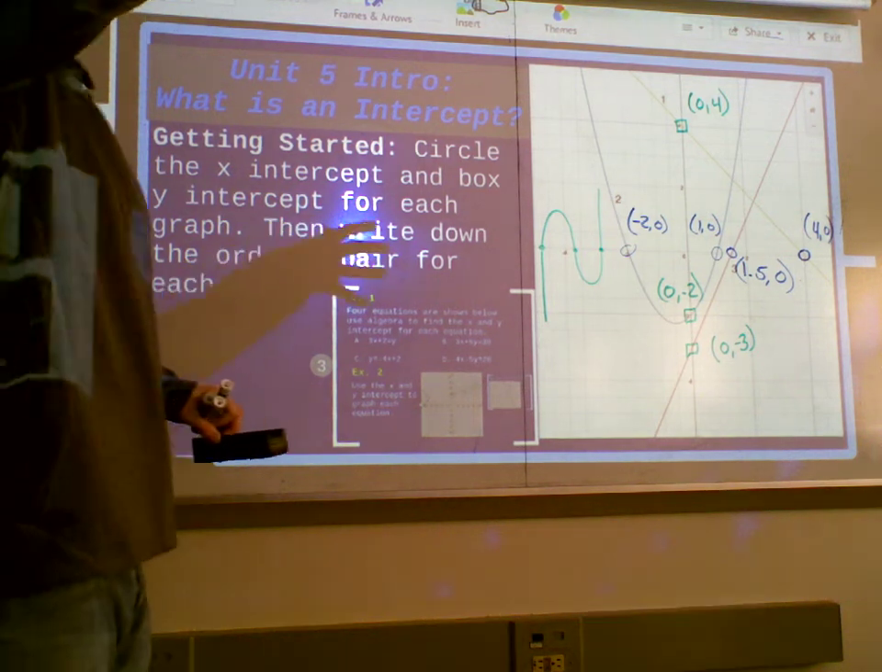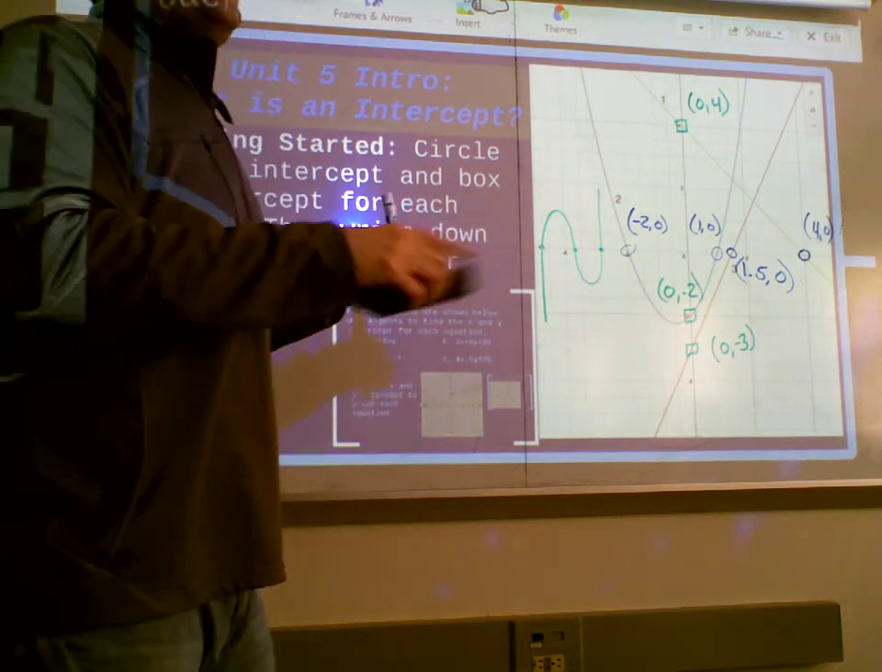Can you flip it over? No, because it intersects the y-axis more than once. And we'll get into why that doesn't happen later on.